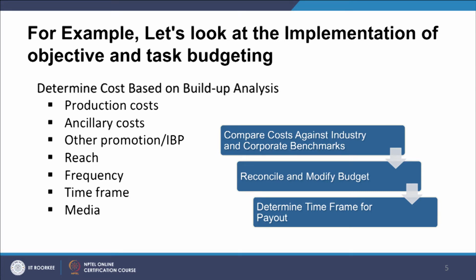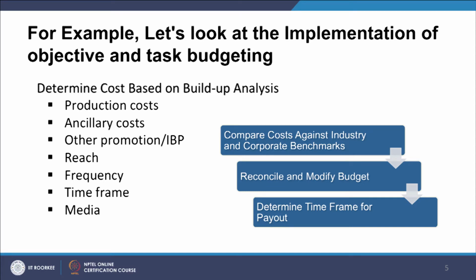Now let us take an example in terms of objective and task budgeting with reference to implementation at large. You see, we have been talking of integrated marketing communication planning, and we have mentioned objective and task as a very favorite kind of methodology. I do not say that it is used by all, but definitely. So let's talk about it with an implementation perspective for a very short while. Now this talks about determining cost based on build up analysis, that is production costs, ancillary costs, other promotion and integrated brand promotion costs, reach, frequency, time frame and media and so on. While you are considering all the costs, you want to recover those costs from the objective materialized at the end of the integrated marketing communication.